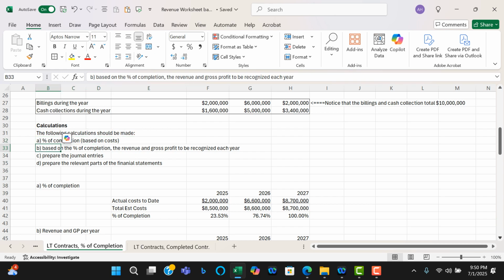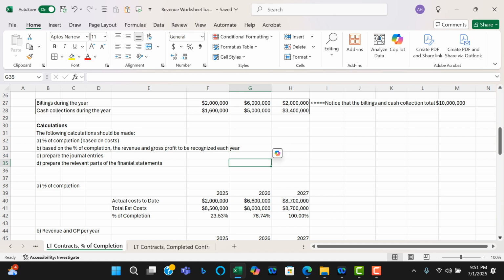The next one is based on the percentage of completion based on costs. Let's estimate the revenue and gross profit that should be recognized each year. Okay, and this is a pretty easy calculation from the revenue perspective. The gross profit can be a little trickier here.